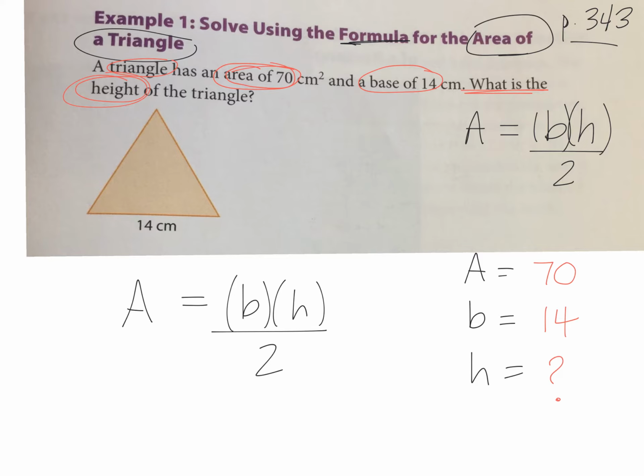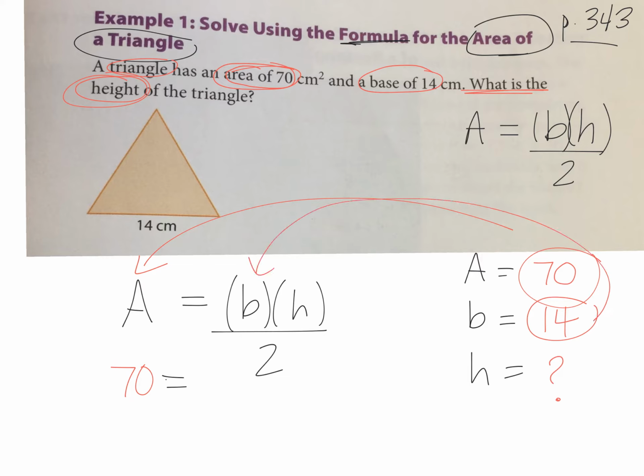Now that we've identified the values of each variable, what do we do? We plug in the values. Wherever we see the A, we're going to replace it with what? 70. Wherever we see a B, I'm going to replace it with 14. So 70 equals 14 times H. Do I know H? So it stays as H. 14 times H can be written as 14H divided by 2. So we've replaced A and B. So right now it says 70 equals 14H divided by 2.